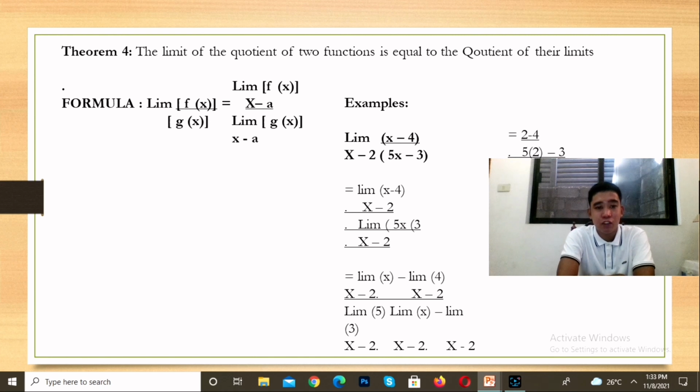Theorem 4. The limit of the quotient of two functions is equal to the quotient of their limits. These are the formulas of the quotient rule.